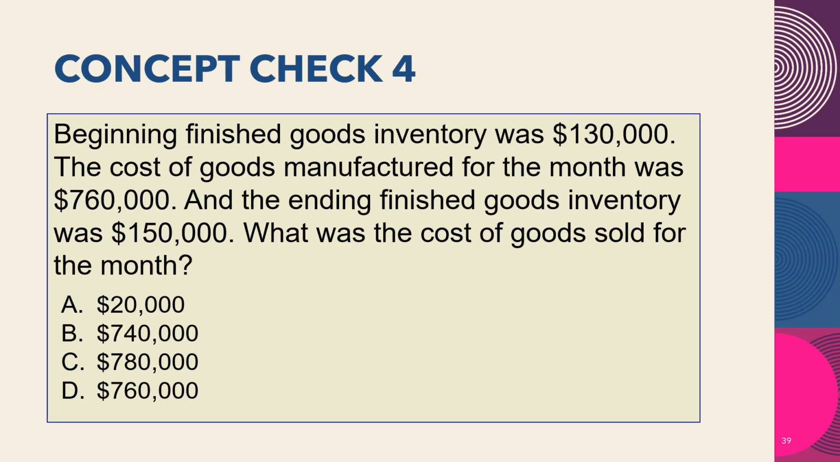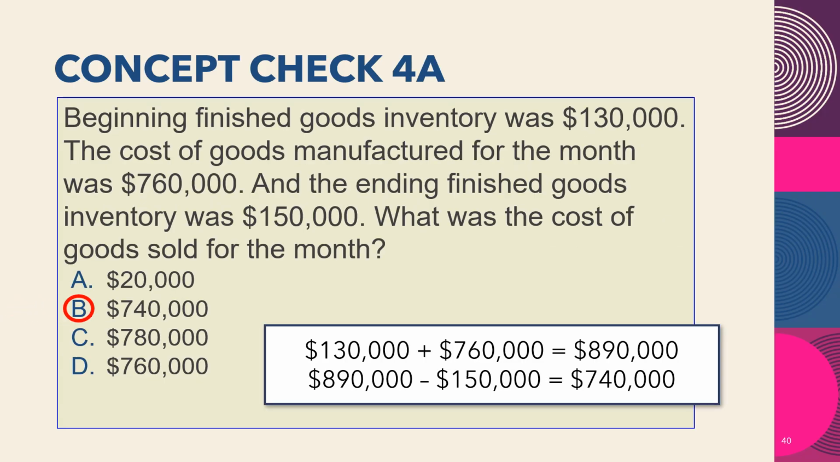Concept check number 4. Beginning finished goods inventory was $130,000. The cost of goods manufactured for the month was $760,000, and the ending finished goods inventory was $150,000. What was the cost of goods sold for the month? The answer is B, $740,000.